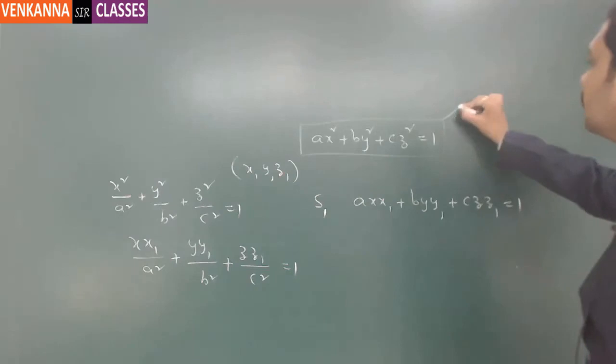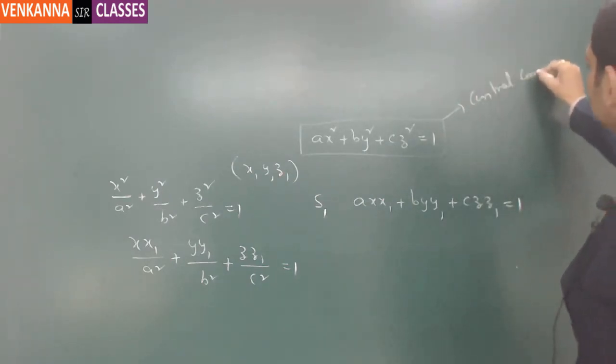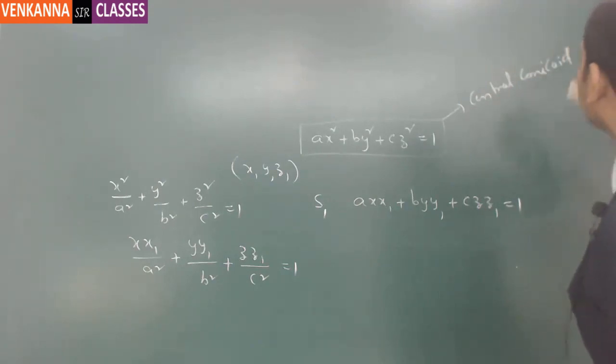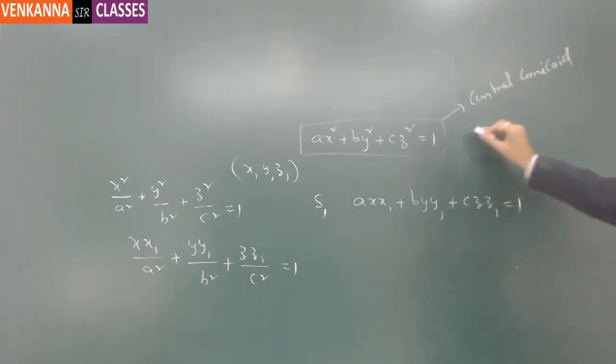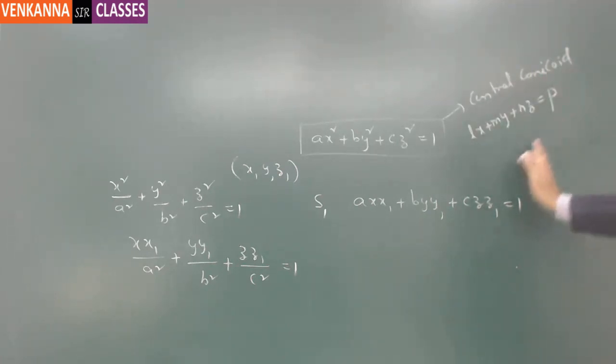Now, suppose we have taken the central conicoid and I have considered a plane. Here P stands for the distance from the center to the plane and L, M, N are nothing but DCs. This type of notation we call the normal representation of the plane.